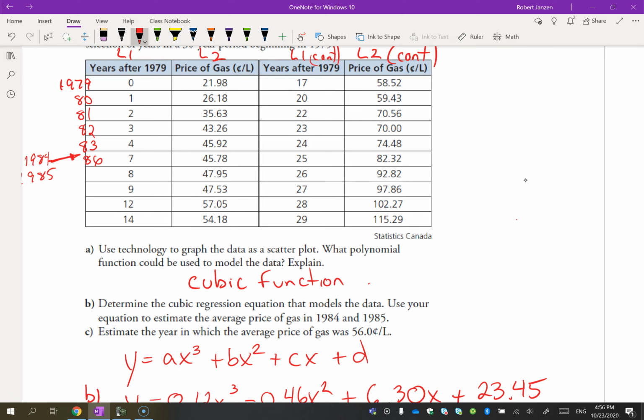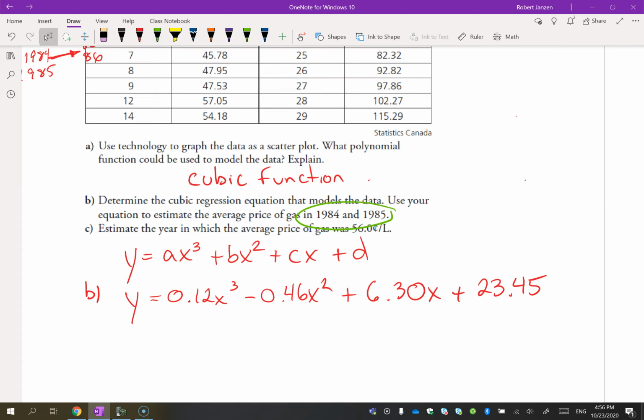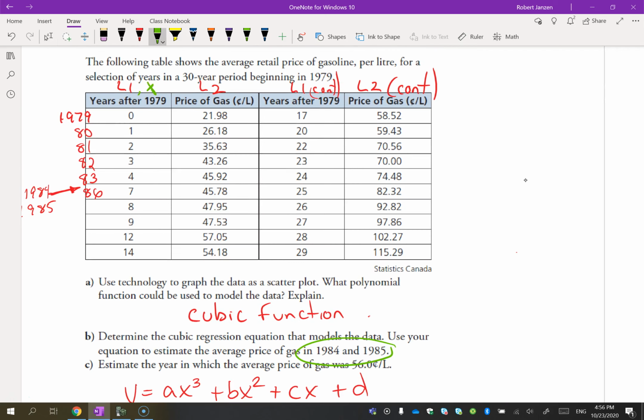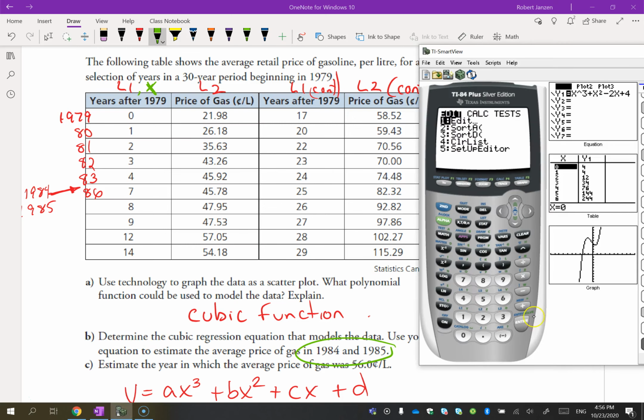So to do that, what I'm going to look for is when x is 5 and when x is 6, because L1 is our x. This is going to be our X values. If we go to our table, the first column is our X values, and right between 4 and 7 there, we have the 5 and the 6. So let's go to our graph, and we'll go 2nd Trace, and I want to figure out the value when x is 5.